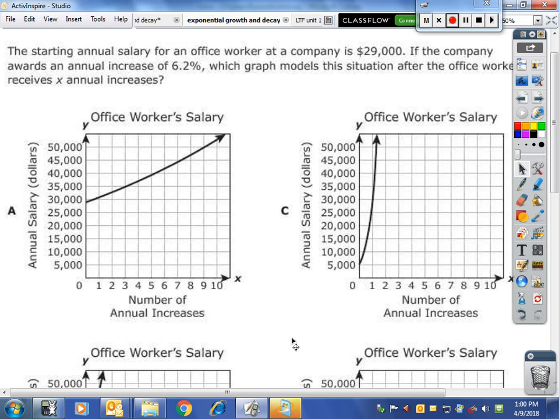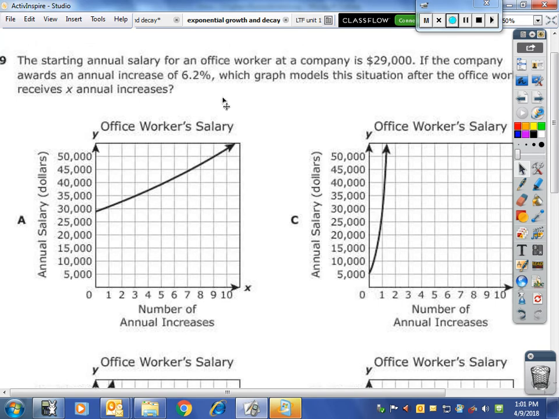Now, I also want to talk about how we can do this one in the calculator now. The formula is y equals the initial amount, parentheses 1, it's either going to be a plus or a minus, whatever the percent as a decimal, to the time power. It's plus when it's going up and it's minus when it's going down. Is this going up or down? Up. Okay, so the initial amount. What's the initial amount here? 29,000. What's the rate of increase? 6.2%, which we would have to change to 0.062. Keep that in mind.